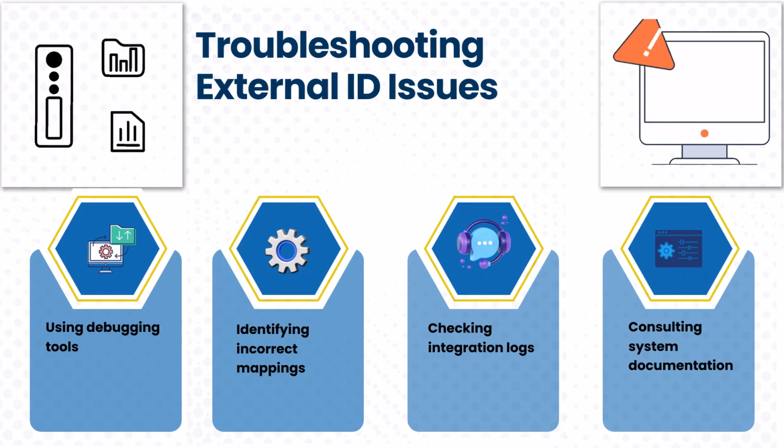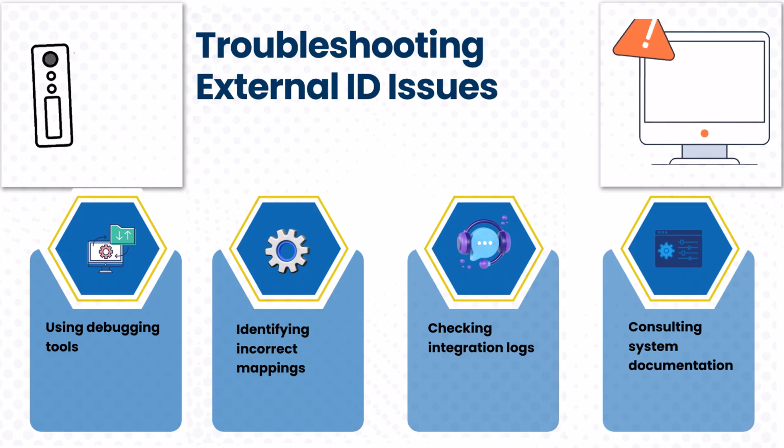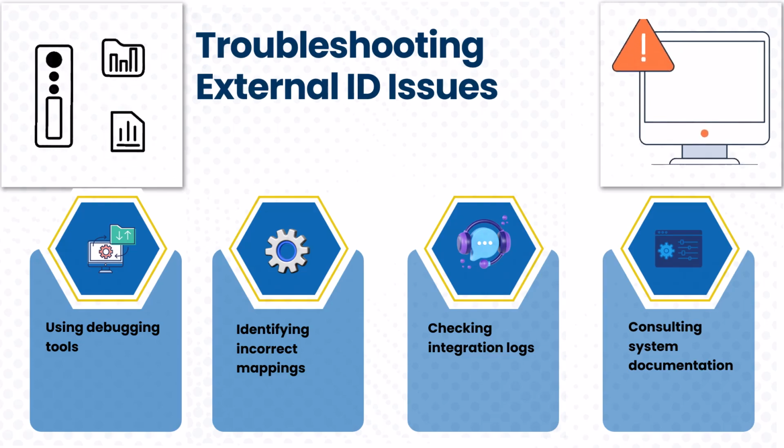Troubleshooting external ID issues is like detective work, minus the cool trench coat. First, check your mappings. If IDs don't match, the integration is bound to break. Next, dig into those logs. They are the silent narrators of everything that went wrong. Debugging tools, your best friend when things refuse to work. And finally, yes, documentation exists for a reason. Sometimes the answers are just sitting there waiting to be read.